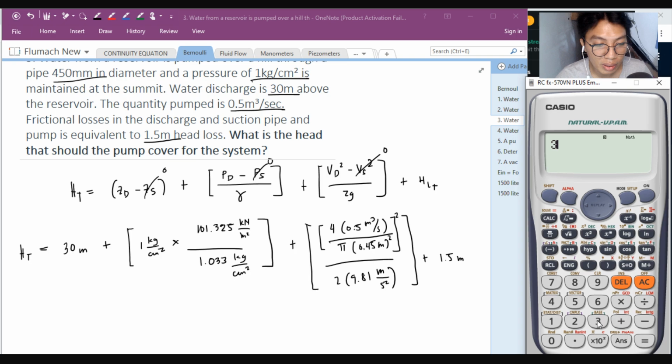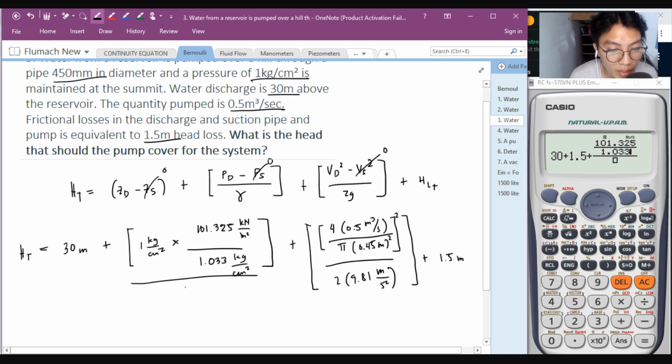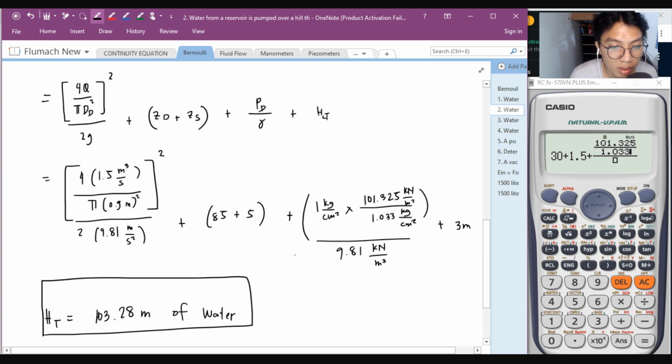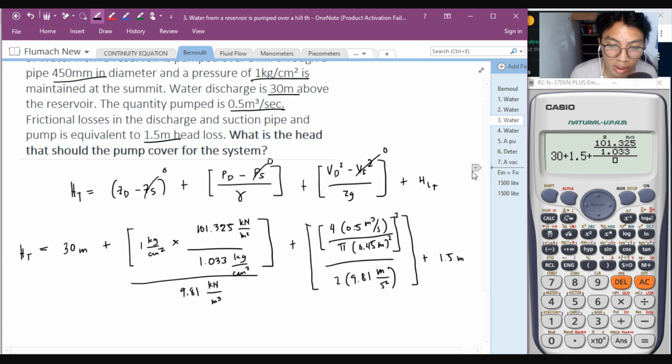So, 30 plus 1.5 plus taas, 101.325 divide by 1.033 divide by, may kulang tayo dito, 9.81 kilonewton per meter cube. Let me check muna yung number 2. Nakalimutan ba ako dyan? Hindi ko naman nakalimutan. Okay?